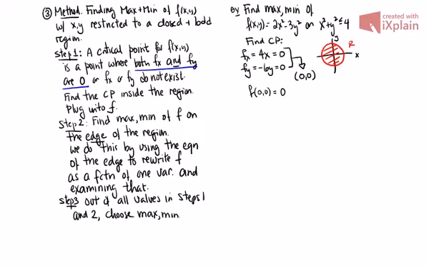We get 0, and we just note that point. I'm going to put a green box around it. We just say, hey, that's what's going on at the critical point. And then we put that aside. That's step 1. And then we look at the edge.